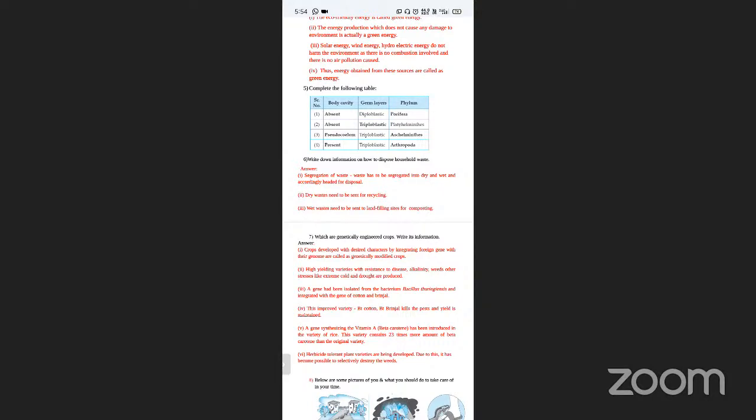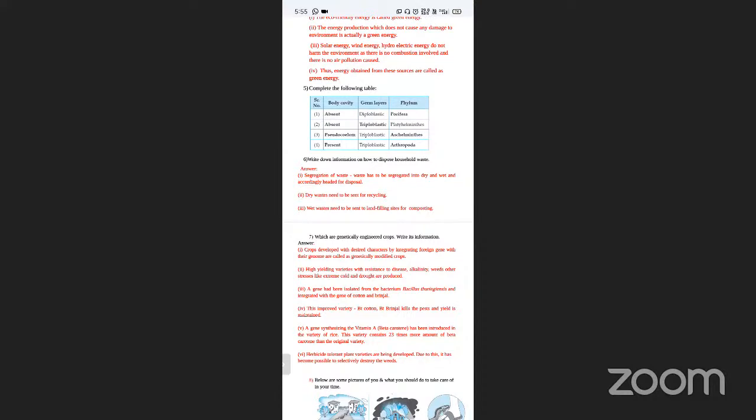Then body cavity is present, germ layer is dash, and phylum is Arthropoda. So the germ layer is triploblastic. Okay, you can remember this table, it is very important. You just need to remember three things: body cavity, germ layer, and the phylum.